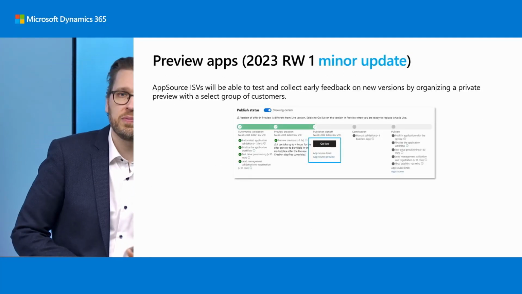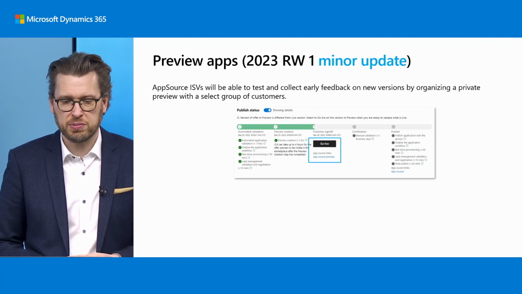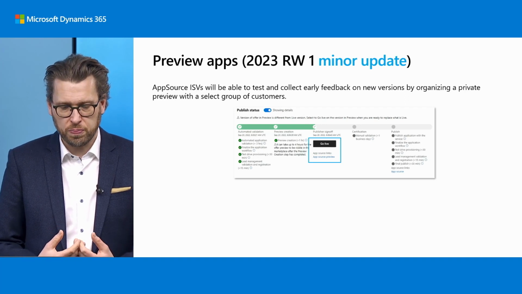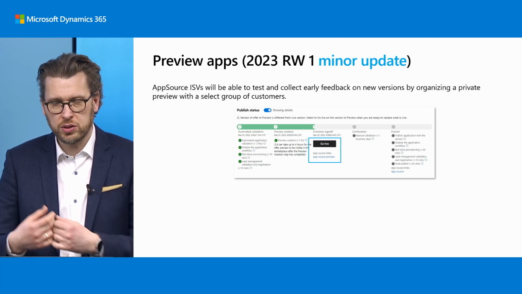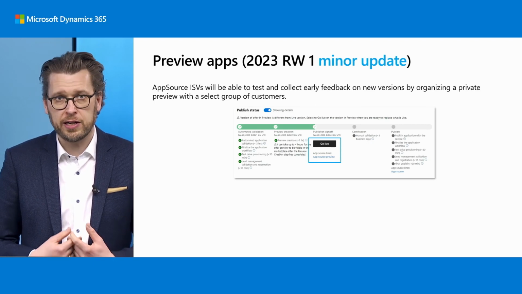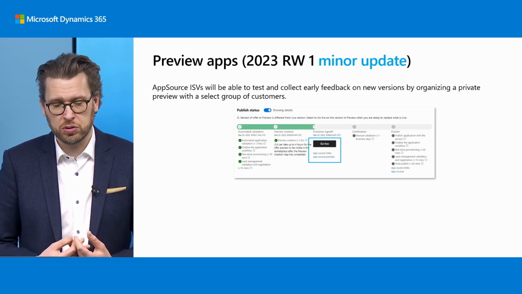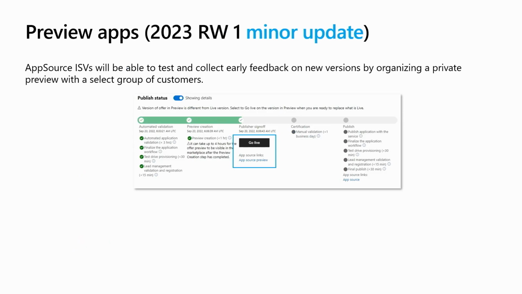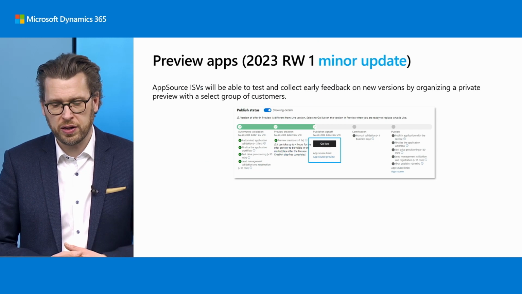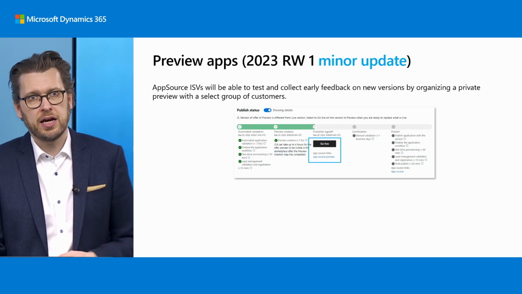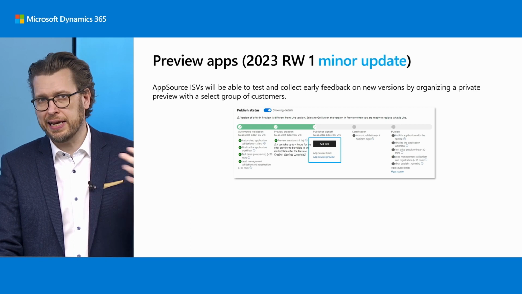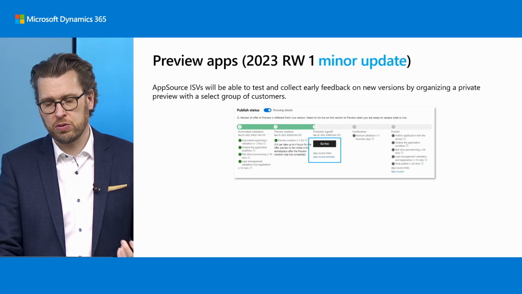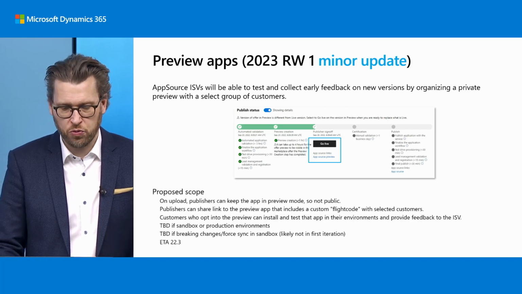Then the other thing that we are looking into for AppSource apps is to have a preview capability. This is actually something that AppSource supports already today. When you submit an app to AppSource, it initially actually is in preview mode until you say that you want to go live. But Business Central does not support that preview mode. And what the preview mode allows is that you basically get a link, and you can share that link with a select set of customers to test out your app before you go live with it.